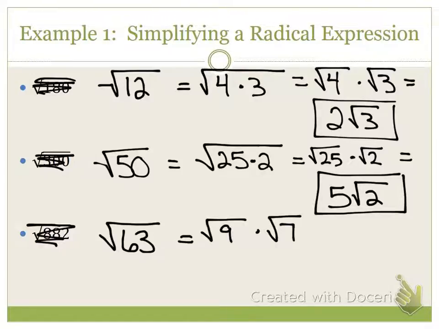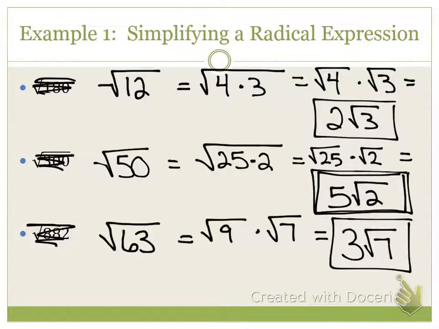All right, and I just went ahead and split it up. The square root of 9 times the square root of 7. That's the same thing, guys. All I'm doing is just splitting it up. I can do that because of my product property of square roots. So what's the square root of 9? 3 times the square root of 7. I did it.